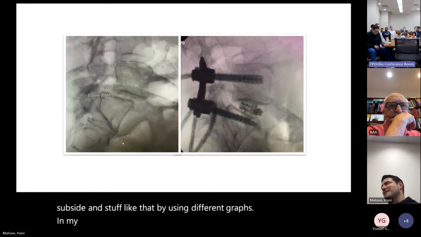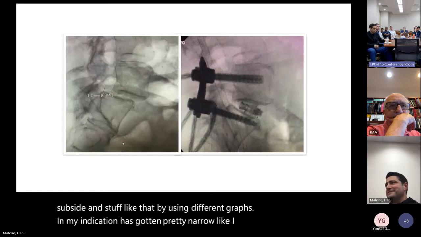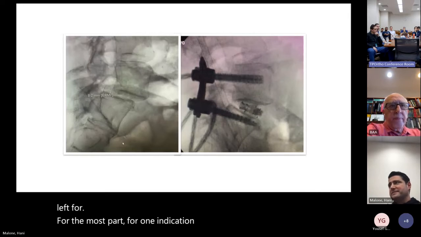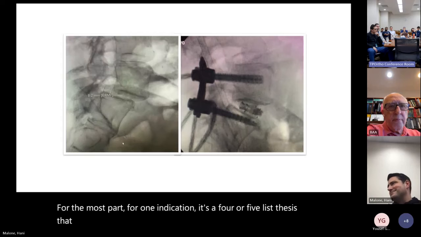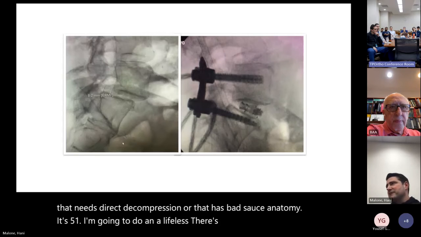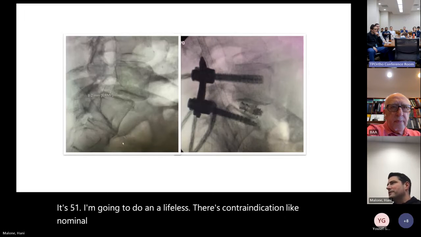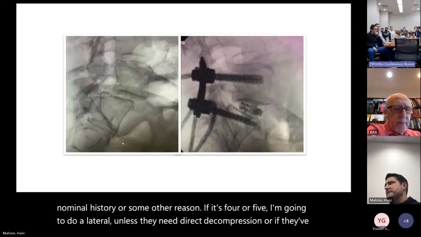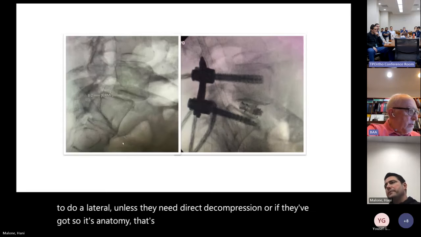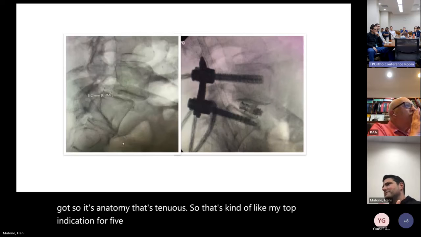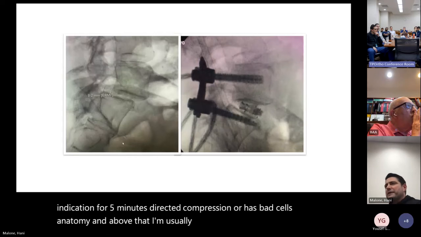And my indication has gotten pretty narrow. I essentially do MIS TLIF for the most part for one indication: it's a 4-5 listhesis that needs direct decompression or that has bad psoas anatomy. If it's L5-S1, I'm going to do an ALIF unless there's a contraindication like abdominal history or some other reason. If it's 4-5, I'm going to do a lateral unless they need direct decompression or they've got psoas anatomy that's tenuous. So that's my TLIF indication: 4-5 that needs direct decompression or has bad psoas anatomy. And above that, I'm usually doing lateral. So it's gotten pretty narrow.